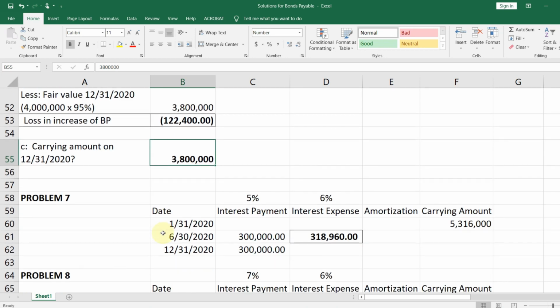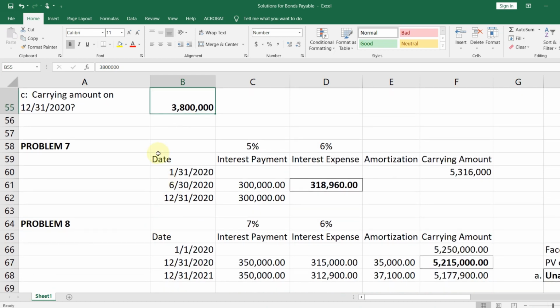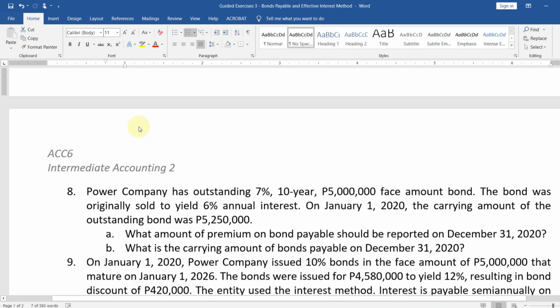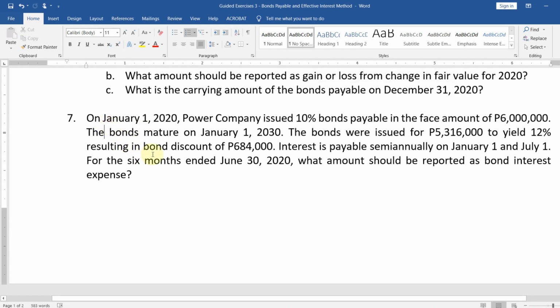Okay, next. Problem 7. Uy, nakakita na ng table. Problem 7 is already application of the effective interest method. Okay, so yan. On January 1, Power company issued 10% bonds payable in the face amount of 6 million. The bonds mature on January 1, 2030. The bonds were issued for 5,316,000 to yield 12%, resulting in a bond discount of 684,000. Interest is payable semi-annually on January 1 and July 1. For the 6 months ended June 30, 2020, what amount should be reported as bond interest expense?